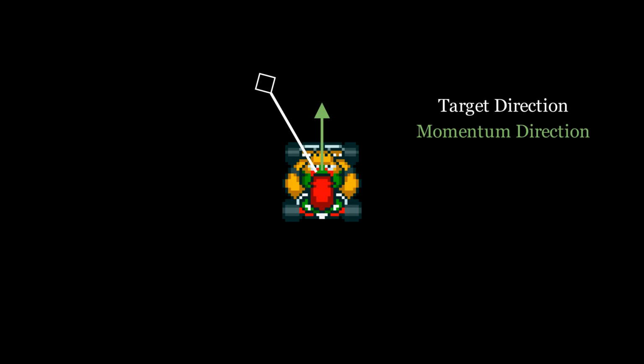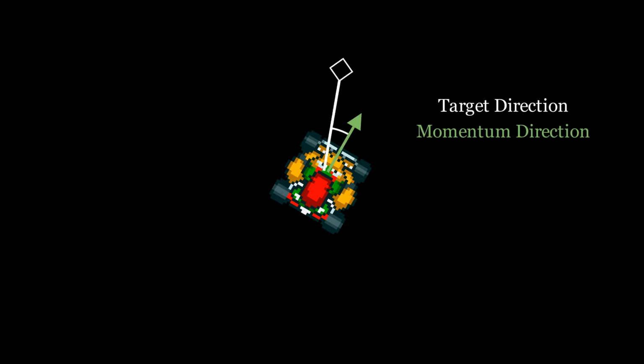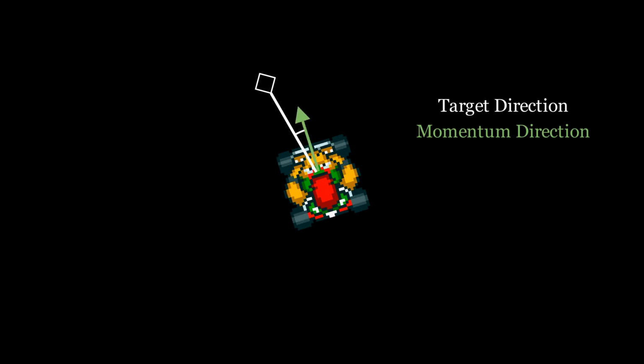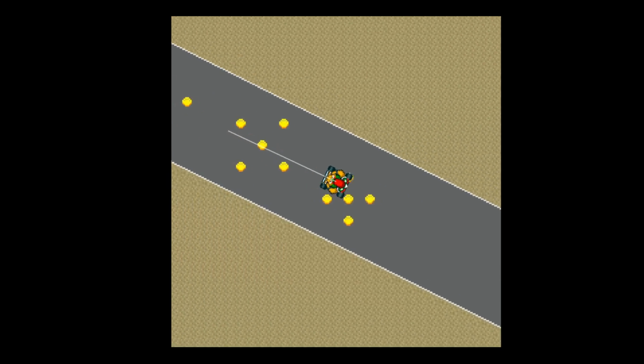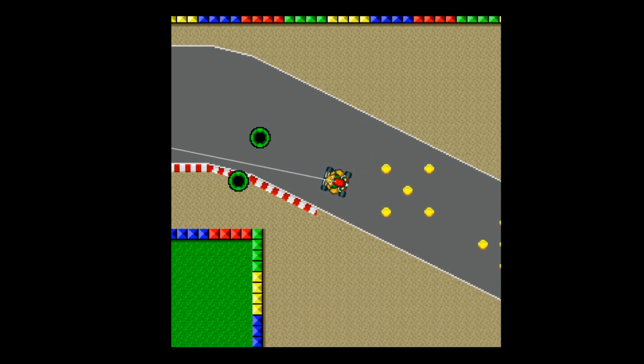The AI steering is actually very simple. If the target direction is to the right of the momentum direction, the AI will turn right. If the target direction is to the left of the momentum direction, the AI will turn left. Super simple, right? Let's take a look at it in action. Here we can see some weird behavior. The target destination keeps jumping around at weird times.